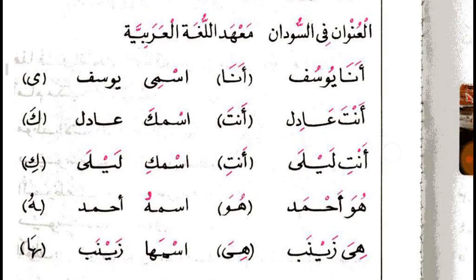The month is Mayo, this is May, the fifth month. Sabab Ziyara, the reason of visit, is education or study. Al unwan fis Sudan, address in Sudan: Mahadal Lughatul Arabiya, Institute of Arabic Language.